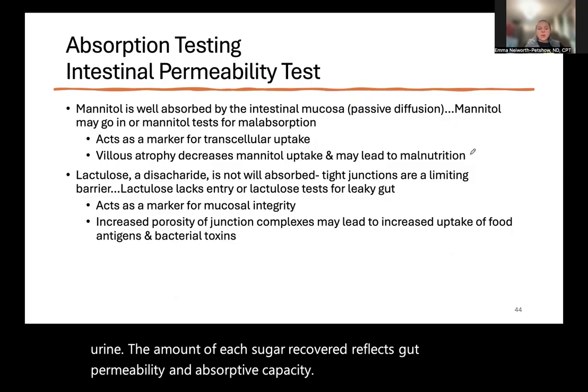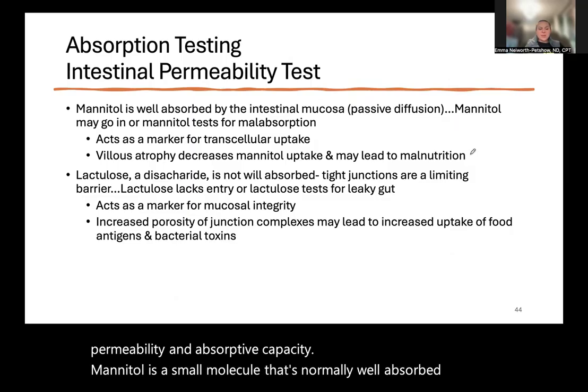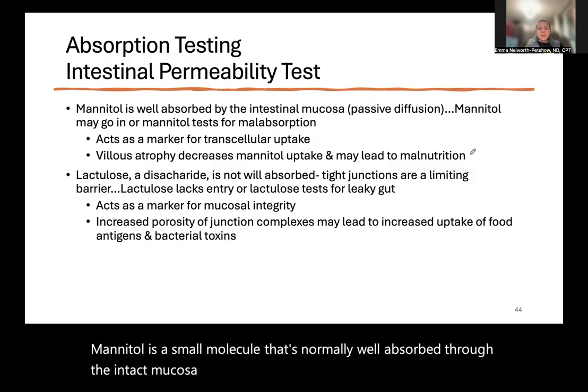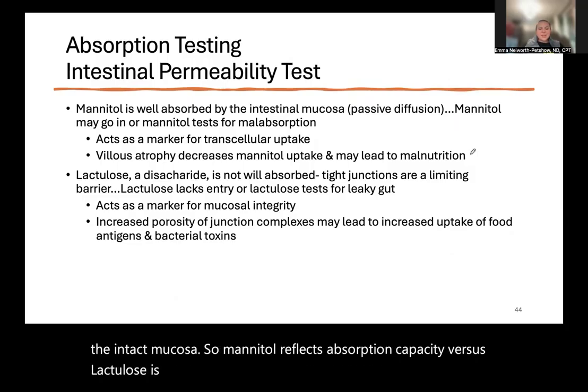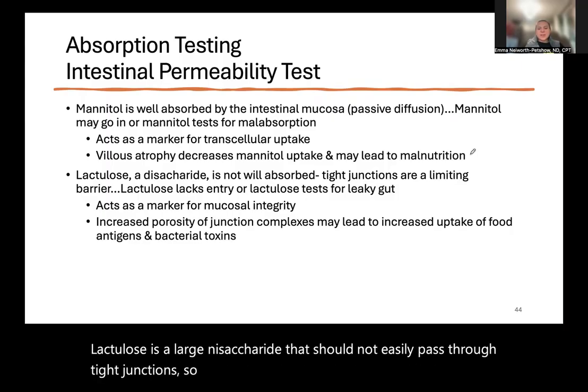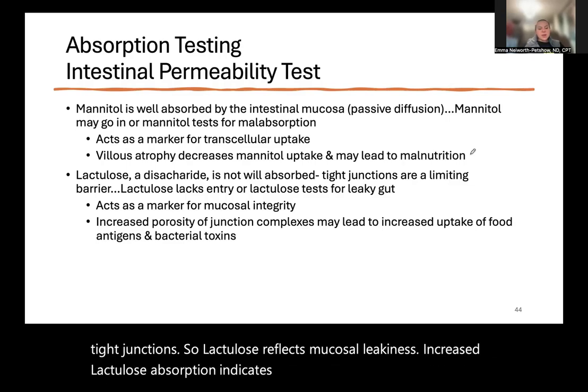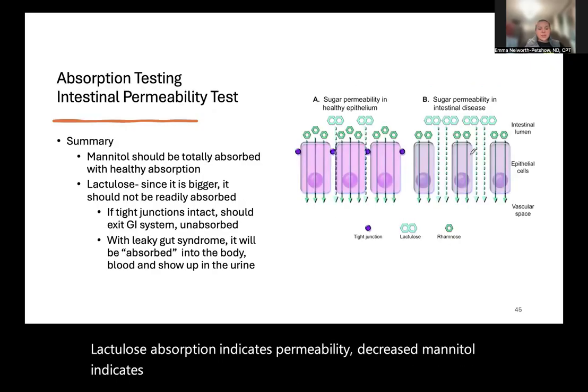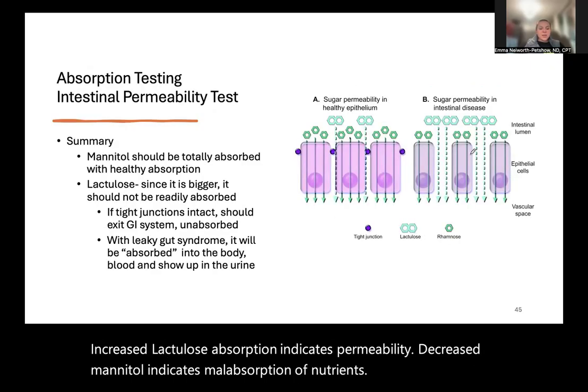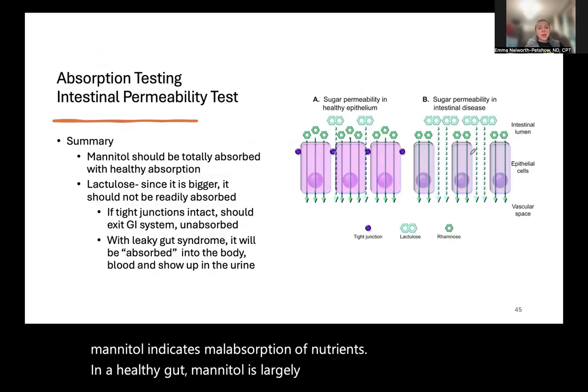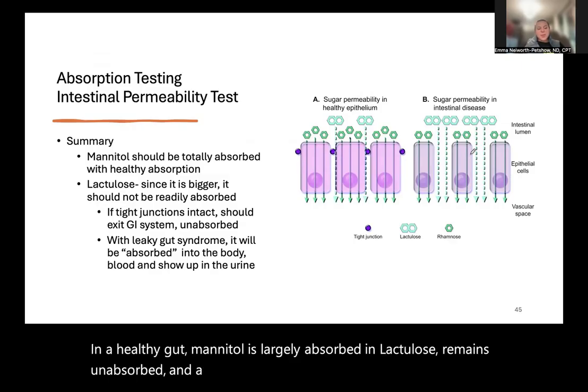Mannitol is a small molecule that's normally well absorbed through the intact mucosa, so mannitol reflects absorption capacity, versus lactulose, which is a large disaccharide that should not easily pass through tight junctions, so lactulose reflects mucosal leakiness. Increased lactulose absorption indicates permeability, decreased mannitol indicates malabsorption of nutrients. In a healthy gut, mannitol is largely absorbed and lactulose remains unabsorbed. In a leaky gut scenario, both sugars appear in the urine at elevated levels.